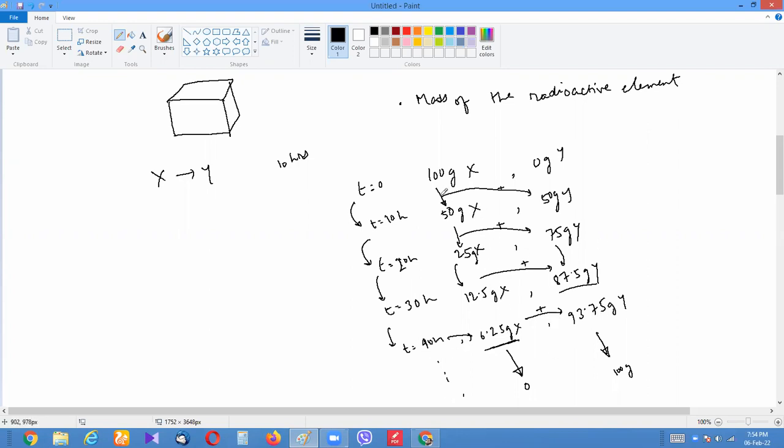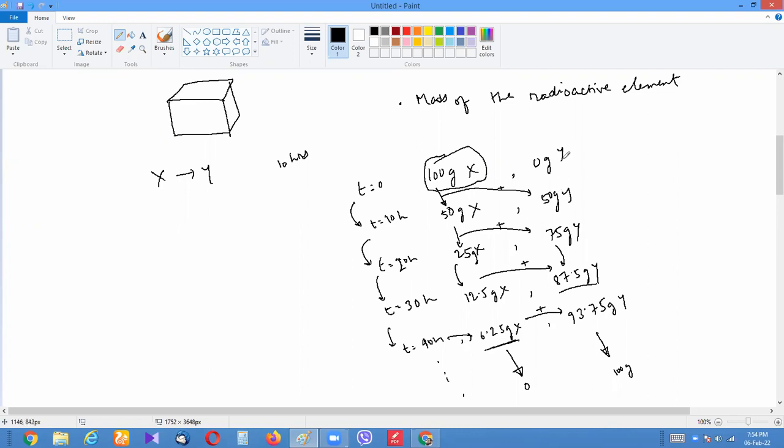As time goes on, this amount of X element will slowly try to reach towards 0. It means it will slowly become less and less and less, but it will never become actually 0 because it is becoming half and half and half and half. So you can half it a lot of times, but you can never get absolutely 0.